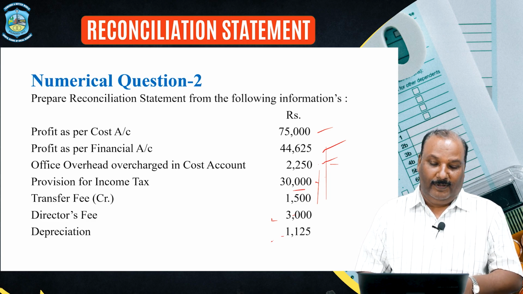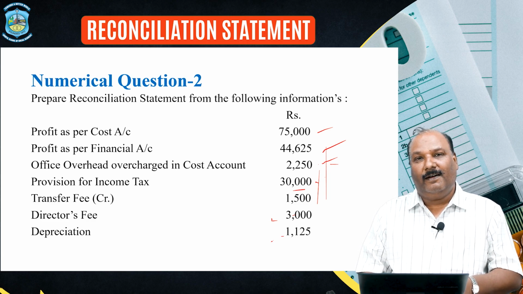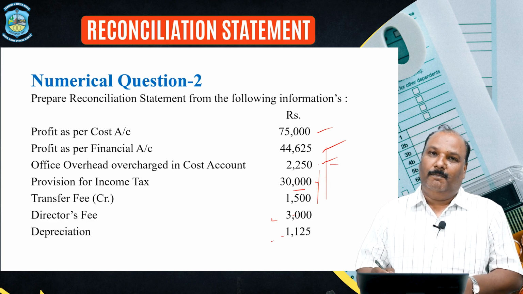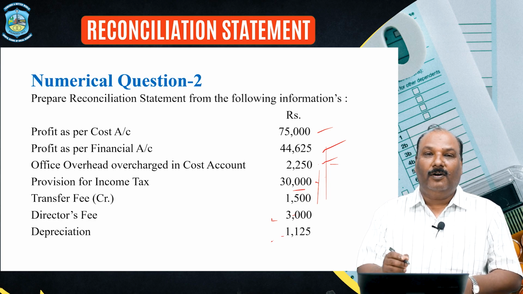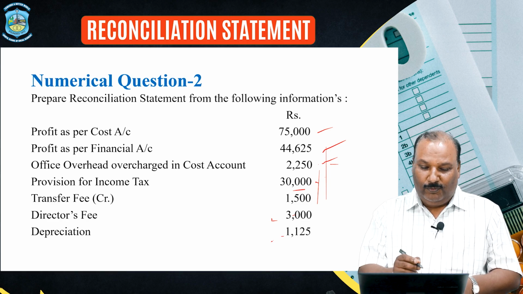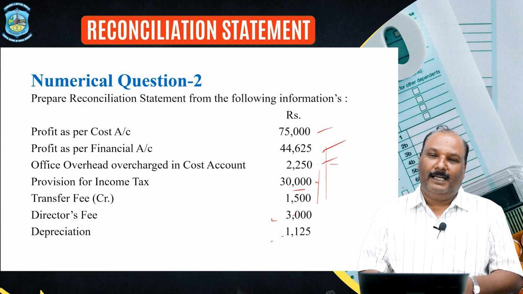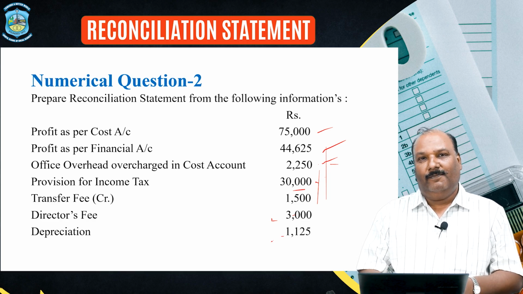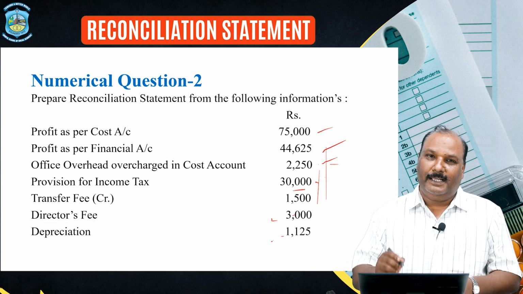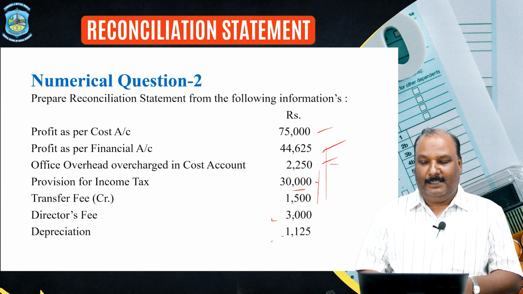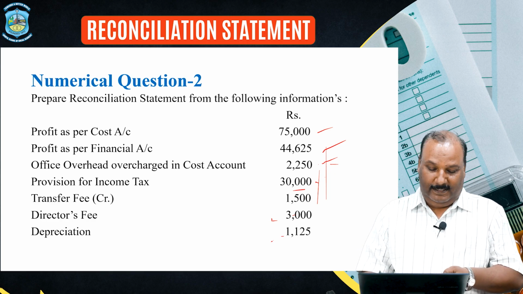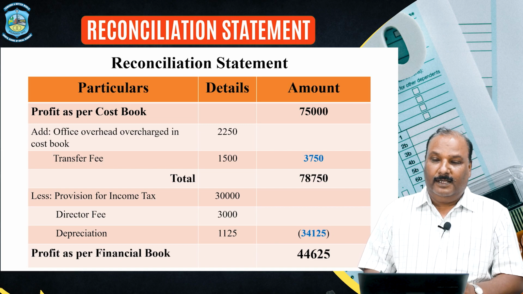As I told you, I usually start the question with profit as per cost book. So the target book will be the financial book, where I have to see the impact of these transactions on the financial book. If due to these transactions the profit of the financial book will increase, I will add these items. If the profit of the financial book will decrease, I will minus these items. Let us see in the question. Here is the solution.